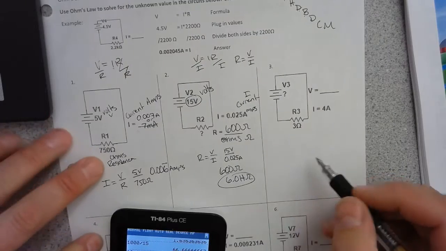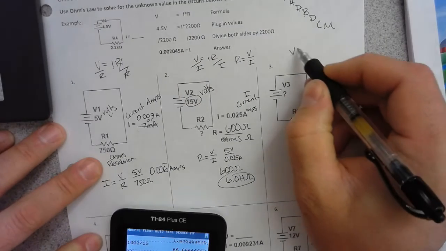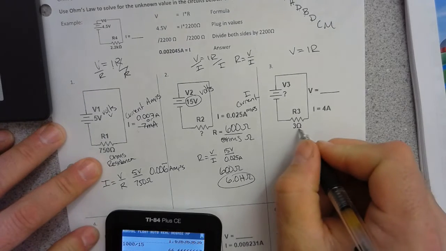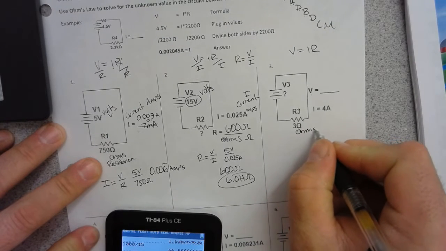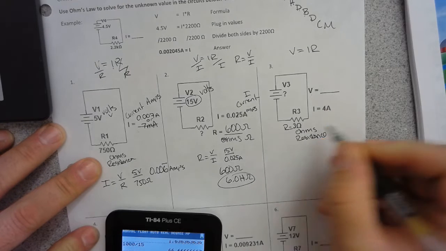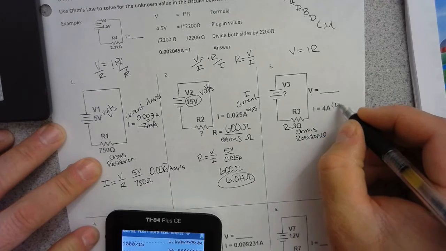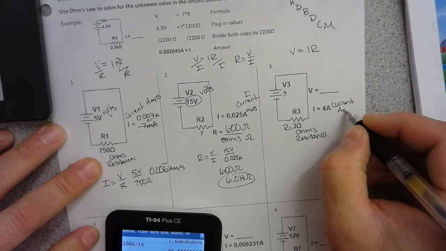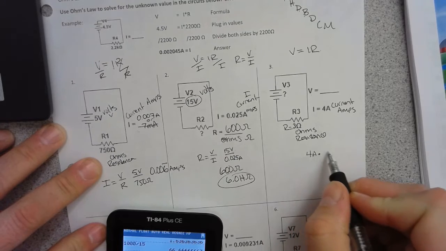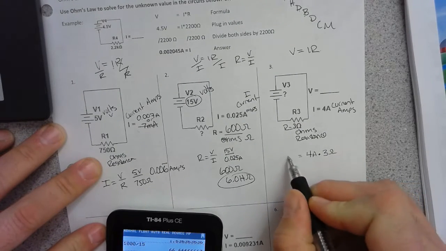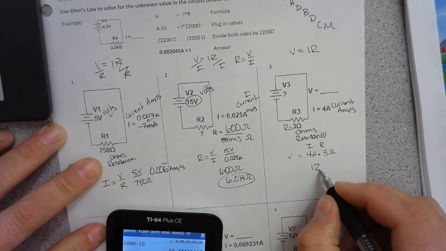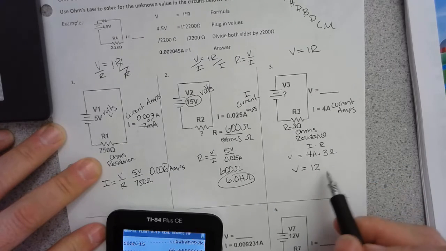Last one says to solve for V, which is volts, and the nice thing is V equals IR. I just need to identify what's my R, and omega is for ohms, which is resistance. So that's my R. I is for current, which is in amps. So I times R is 4 amps times 3 ohms is going to be equal to V. And that is 12. So my answer is 12 volts.